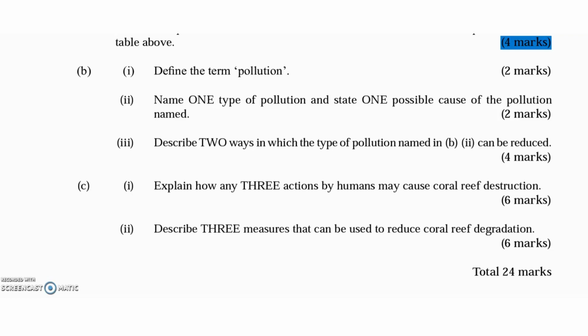Now, one possible cause of the pollution that is named: air pollution can be caused by the combustion of fossil fuels. Water pollution can be caused by the release of industrial wastes or agricultural waste or even domestic wastes into the rivers or streams or even into the coastal environments.